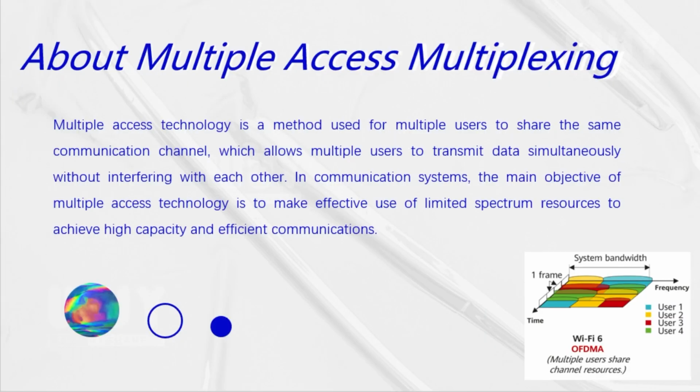About multiple access multiplexing. It's a means used for multiple users to share the same communication channel, which allows multiple users to transmit data simultaneously without interference with each other. In communication systems, the main objective of multiple access technology is to make effective use of limited spectrum resources to achieve high fidelity and effective communication.